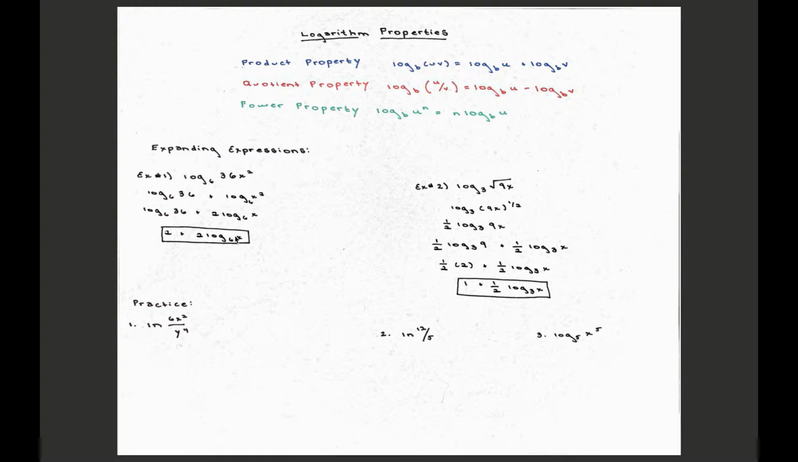And just as before, I can recognize the fact that this is going to be a real number. So I have 3 raised to the what is 9? Well, 3 raised to the 2 is 9. So I have 1/2 times 2 plus 1/2 times log base 3 of x. And so I can simplify this and I end up getting 1 plus 1/2 log base 3 of x. Or you could put log base 3 of x over 2.